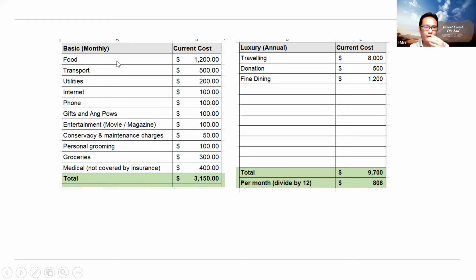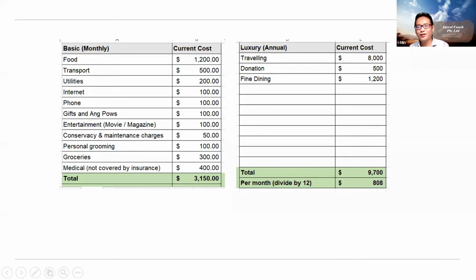Like, for example, food. To really break it down, each of us needs about $20 on food per day. So per month will be times 30 will be 600. For 2 persons will be 1,200. Okay, so on and so forth. And we worked out that for us to survive, this is just planning to survive, we need about $3,150, as you can see here. This is based on current costs.